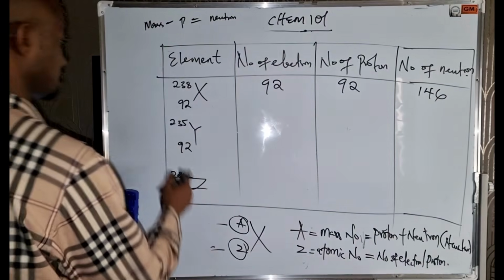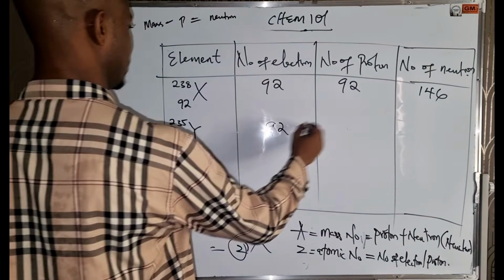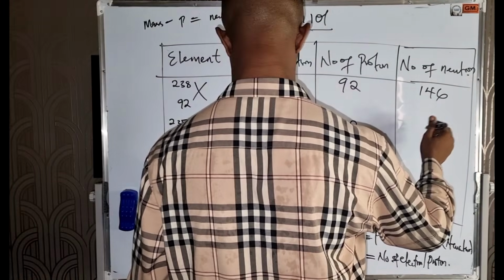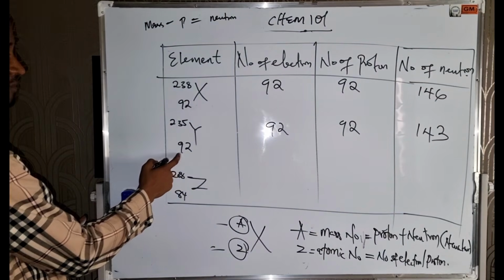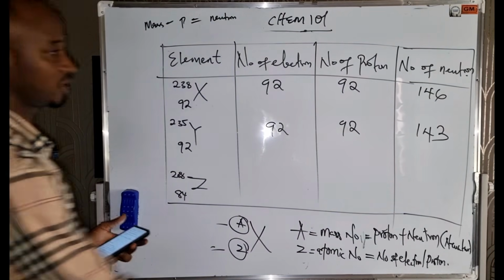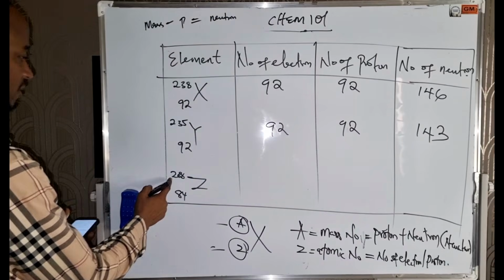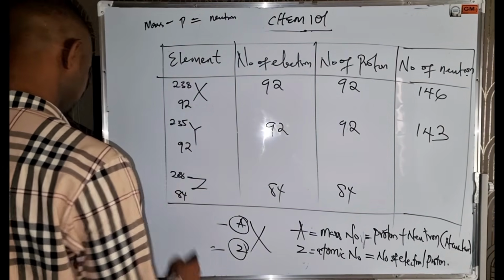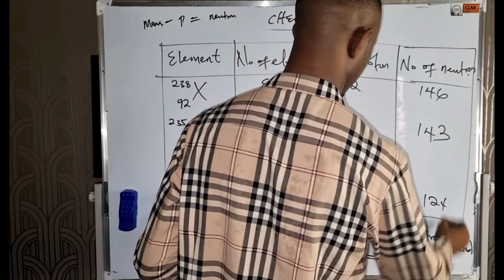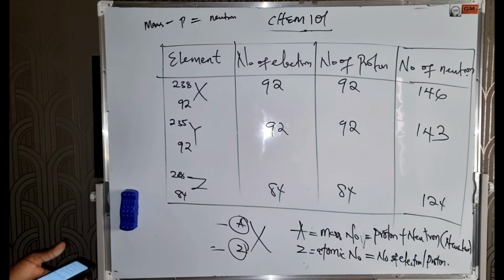Okay, let's proceed with this. Here we have 92 as well. Then we're going to have 143 here, since 235 minus 92 gives us 143. Then here we have 208, 84. So here 84, and 208 minus 84 gives us 124. So this is just how to fill up this table.